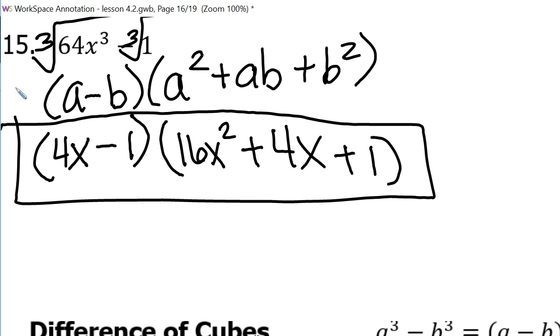Yes. Can you think of it like the opposite? Yeah, you can think of it like that.